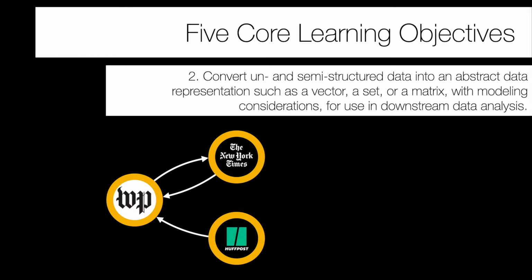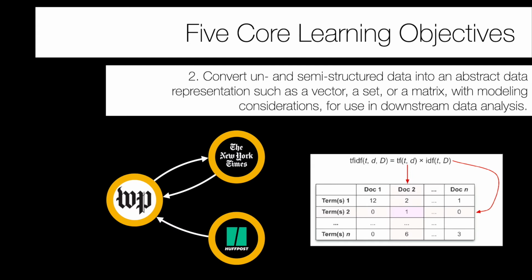The second learning objective is about converting unstructured and semi-structured data into more abstract data representations that we can then process. So taking text data, image data, link data from the web and converting it into vectors or matrices or sets that we can then use for modeling for downstream analytics tasks. Things like building networks of which websites are citing or linking to other websites, like the New York Times and Washington Post often link to each other. Maybe HuffPost primarily links to the Washington Post, but WAPO does not link back to HuffPost.